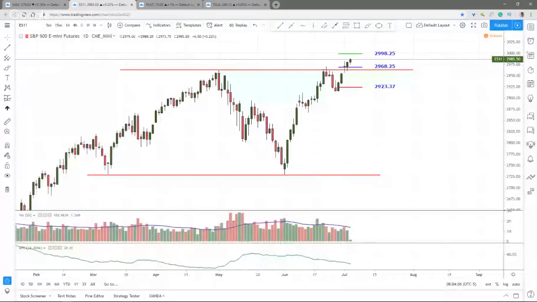S&P 500, it's up about $15 right now. Got into this a couple of days ago, 29.68. Looking for 29.98.25 as our target. I'll take half off there and move the stop up to 29.68 at that point. It was a nice trading range break. So just waiting on this, just wanted to update you on it.